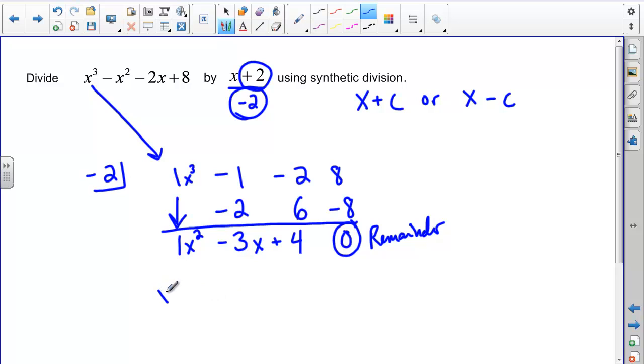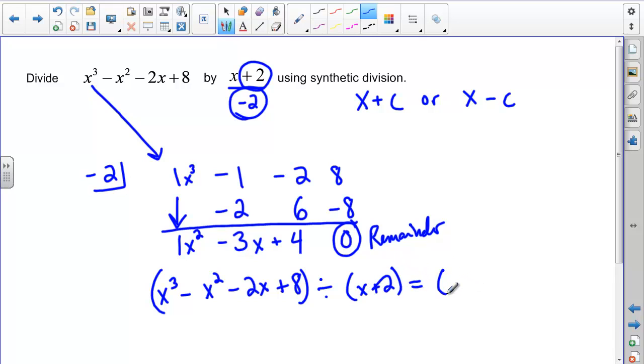And so I could write out our solution of x cubed minus x squared minus 2x plus 8 divided by x plus 2 is equal to x squared minus 3x plus 4 with no remainder, or a remainder of 0. So this is our dividend, this is our divisor, this is our quotient. We have a remainder of 0, so I just put plus 0.